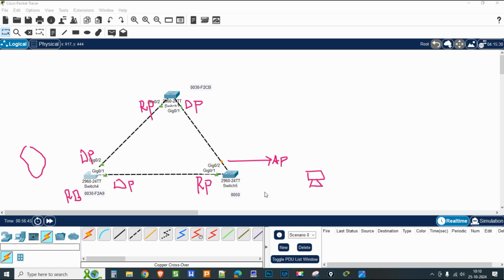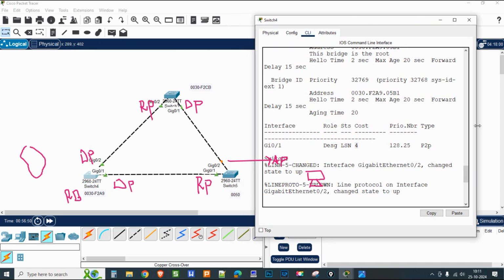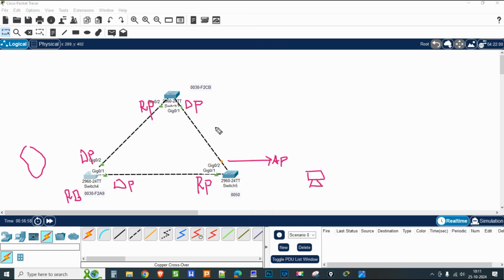By default, you can see the cost of every path. Here you can see the cost of the path is 4. So I can mention every path as 4, 4, 4. For example, the user wants to send traffic to the internet via the root bridge. What is the total cost? It's 8. Then this is the first path.